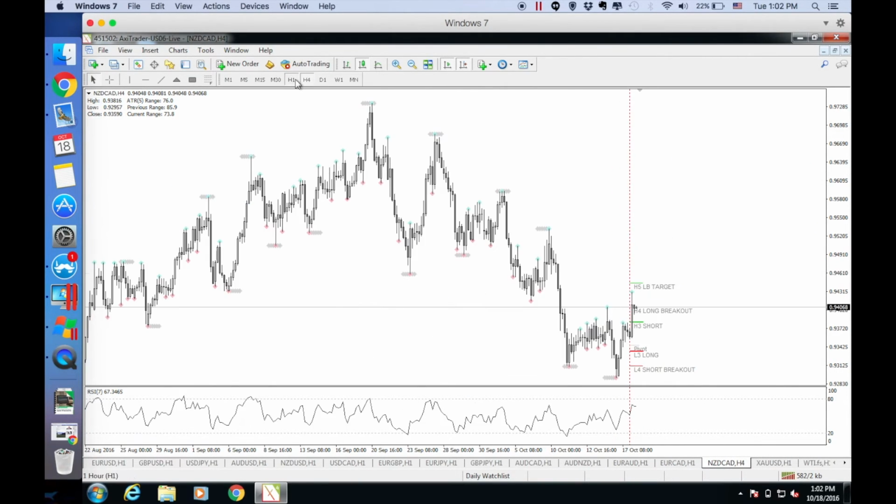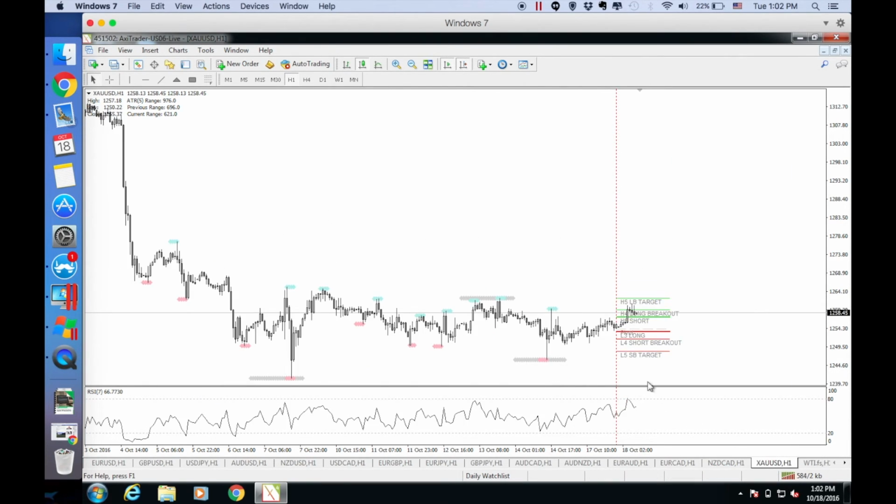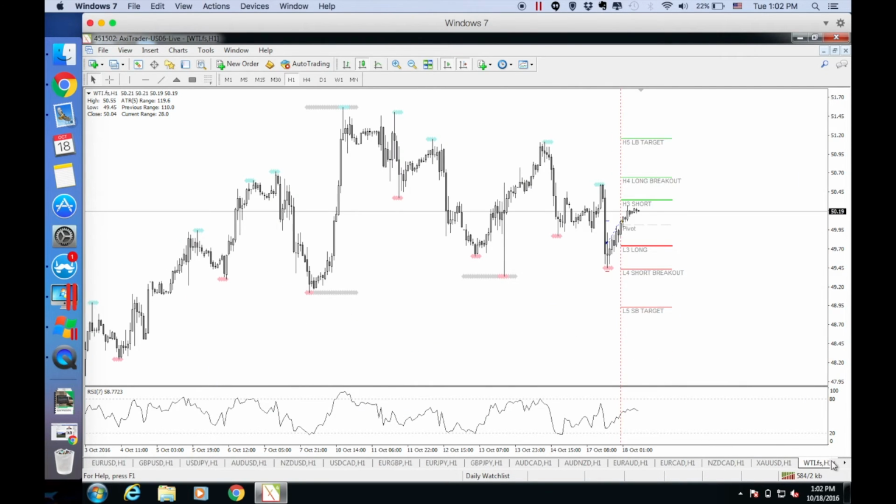Kiwi Canadian, nothing much according to my plan as well. So nothing much on this. Gold, nothing much.